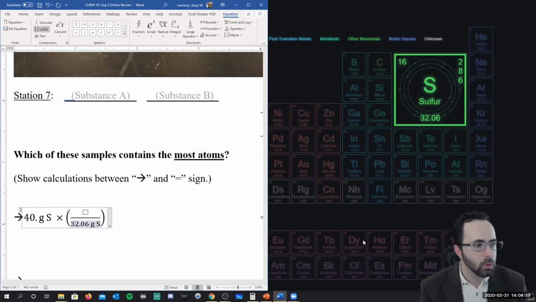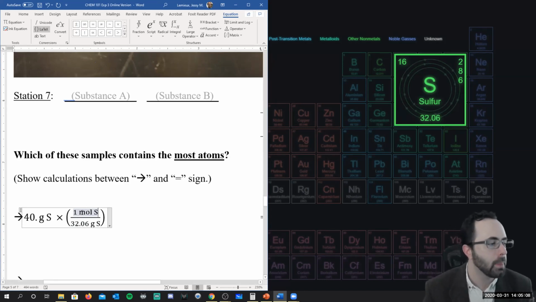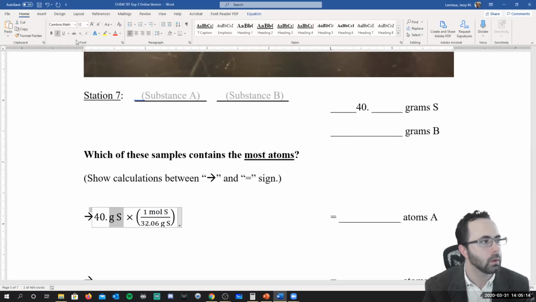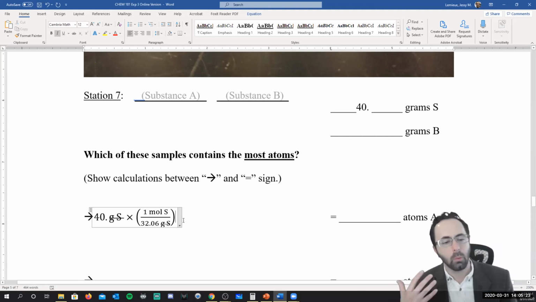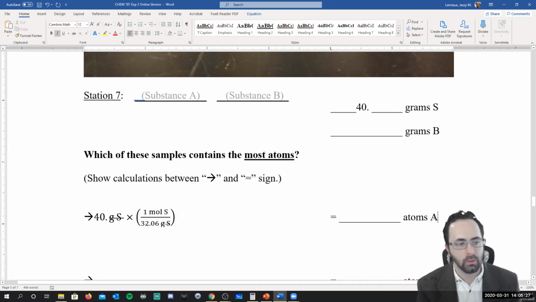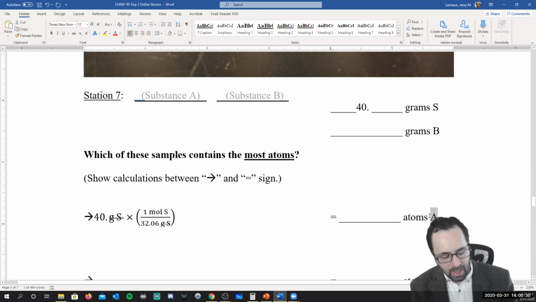And that is equal to, what this tells us is that this many grams of sulfur is equal to 1 mole of sulfur atoms. That's how much they weigh. Notice here our grams of sulfur are going to cancel. So I'm just going to use a strike through here. Grams of sulfur cancels with grams of sulfur. And now we have moles of sulfur. But that's not what we're asked for. We're asked for how many atoms of sulfur.